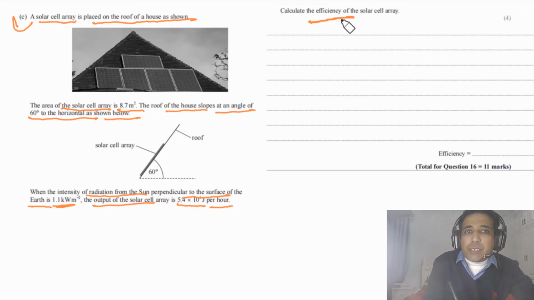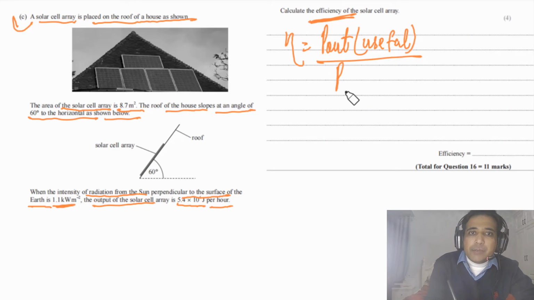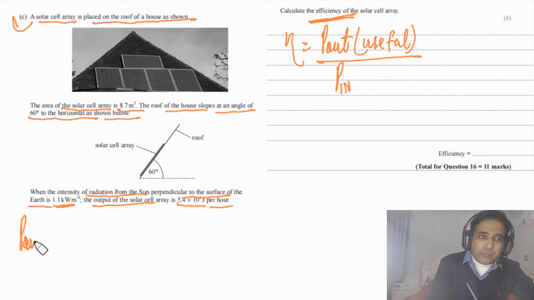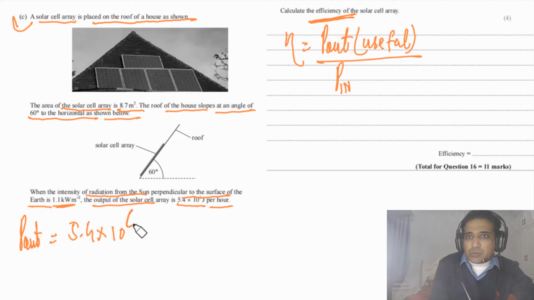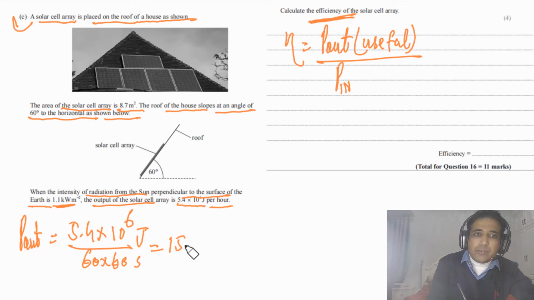For this question we need to calculate efficiency. So efficiency, first of all, we can write down, will be equal to P out useful divided by P in, so this is the input power. So we have P out, which is equal to 5.4 times 10 to 6 joules per hour, meaning divided by 60 times 60. Here we have joules, and this is in seconds. So if we solve this one, we will get 1500 watts. We can convert this into kilowatts. So this is our P out.